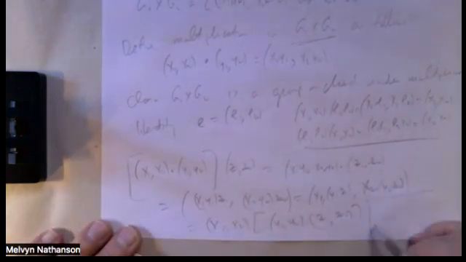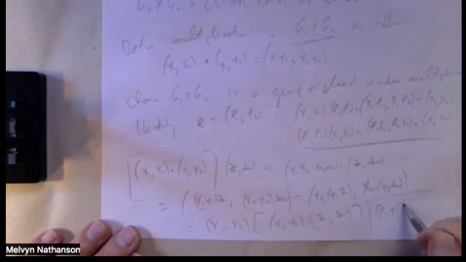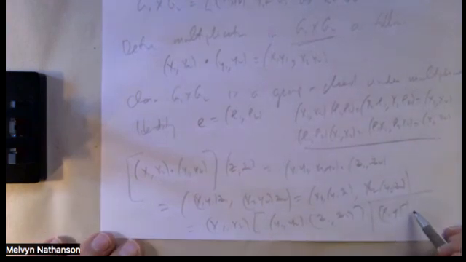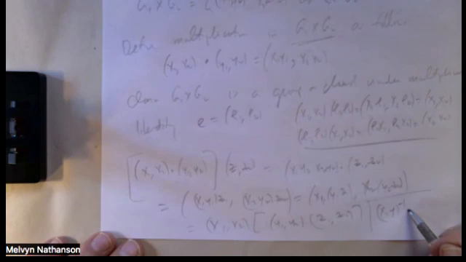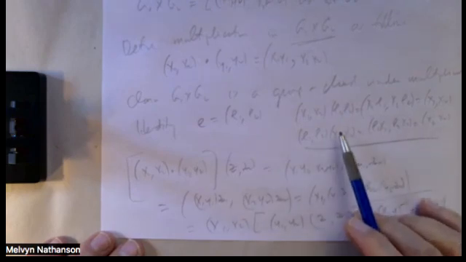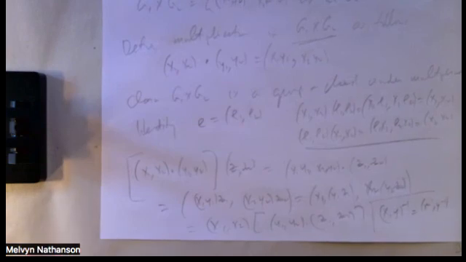And the inverse of x, y is x inverse, y inverse. So this product of groups is a group. And let's see if I can figure out one more interesting example.